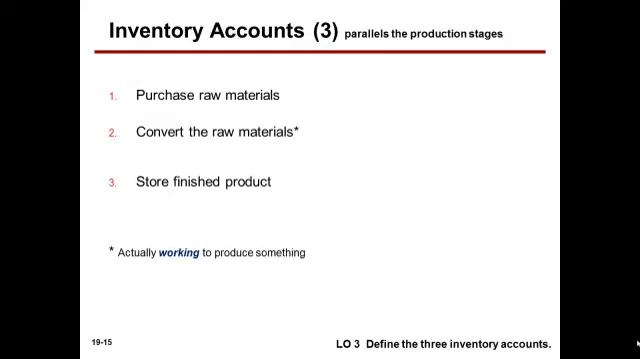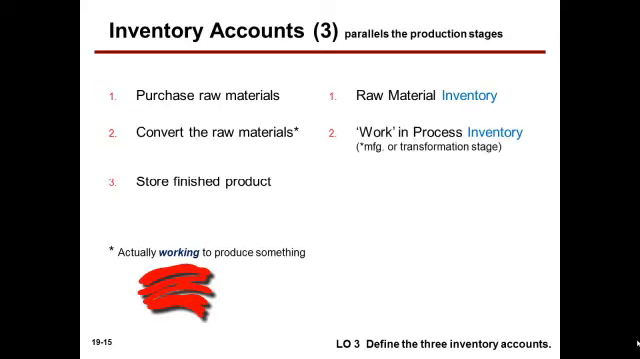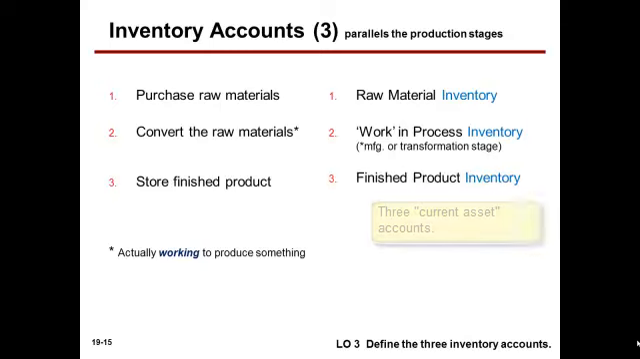Let's look at the 3 inventory accounts that parallel these production stages. So for the purchase of raw materials, what inventory account are we looking at? Raw material inventory. Converting the materials, here we're actually working to produce something. We'll have a work in process inventory account. And the last stage, storing finished product, we'll have a finished product inventory account.